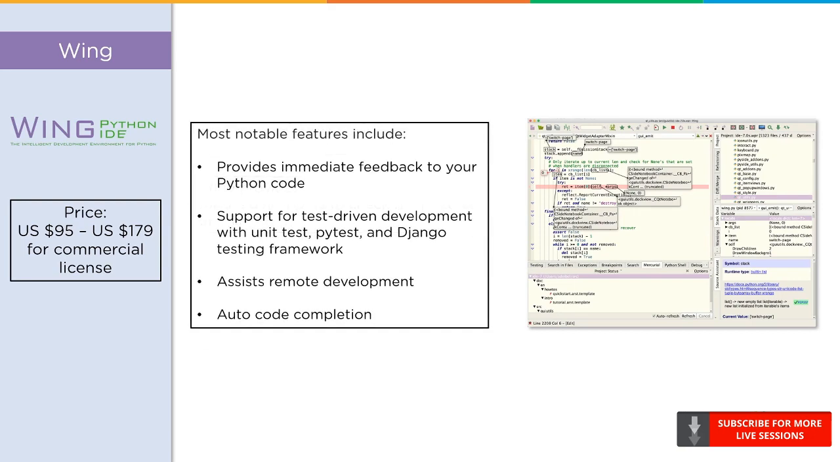Some of the major features include immediate feedback to your Python code, support for test-driven development with unittest, PyTest, and Django testing framework, assisting remote development, auto-code completion, and lastly, you can check for debug data and try out bug fixes interactively without restarting your app. Just imagine how good is that.